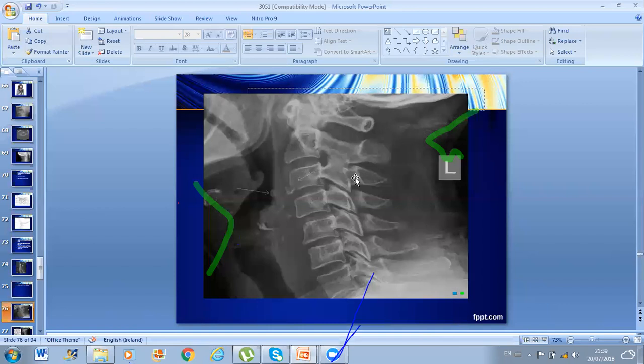It's not called chance, by the way. It's called flexion teardrop. Excellent, flexion teardrop injury. And this is one of the most commonly missed injuries in A and E. Mostly you have to fuse them from the front as well as the back.